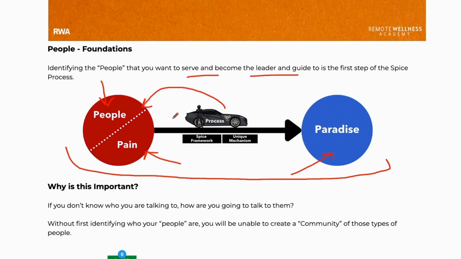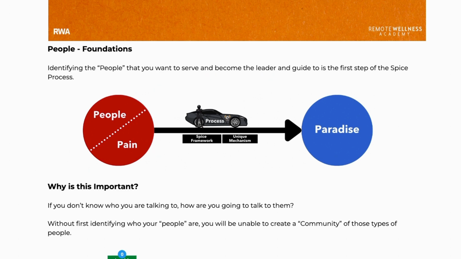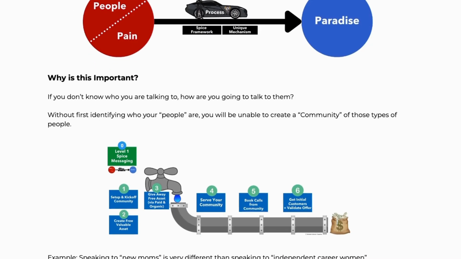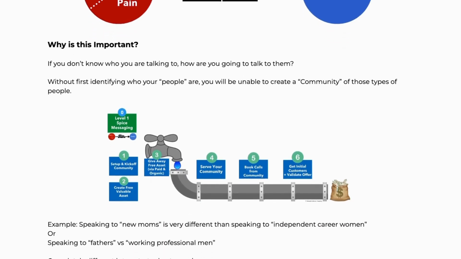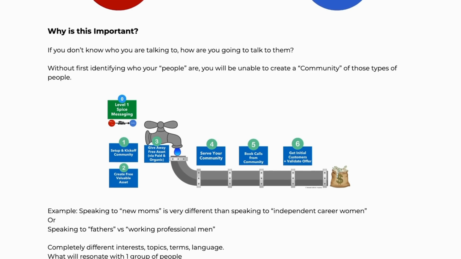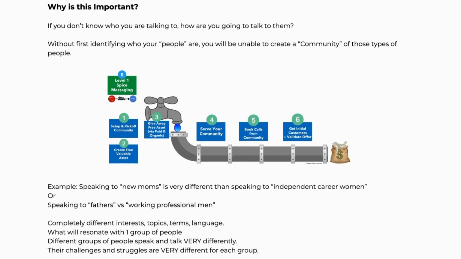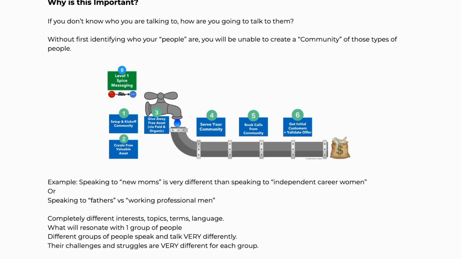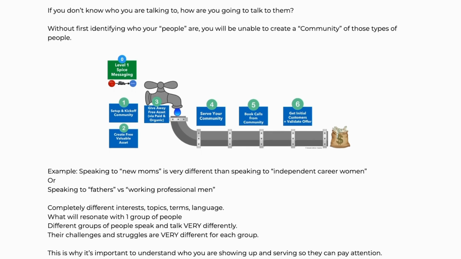So identifying, studying, and really getting to know the people you are going to serve is the first step in the entire process. Another reason this is so important is that if you don't know who you are going to be talking to, how are you going to talk to them? Without first identifying who your people are, how are you going to create a community for those types of people?